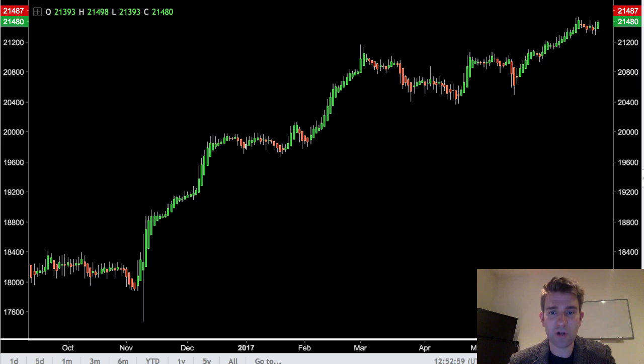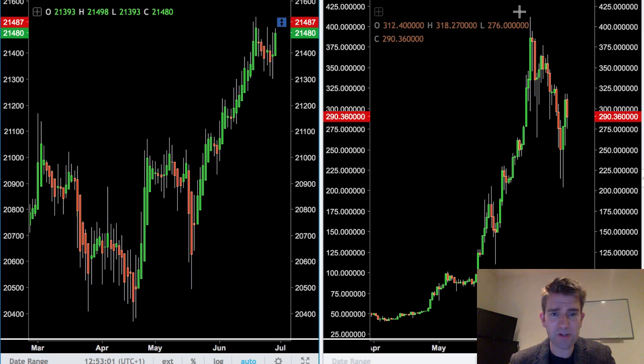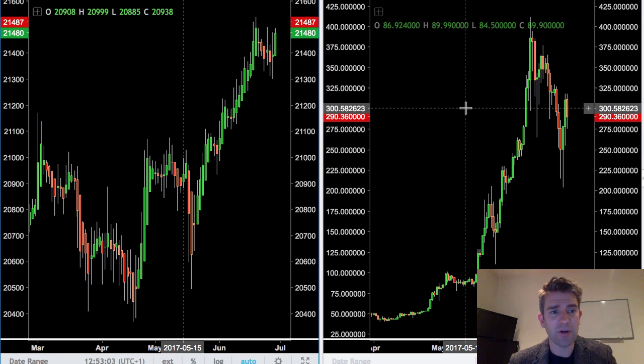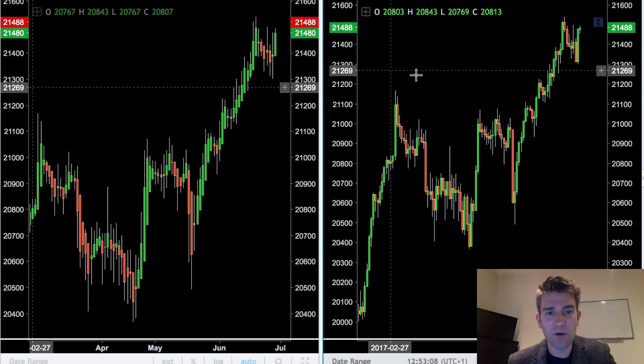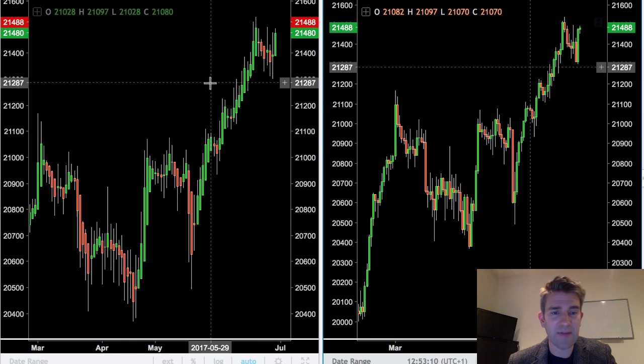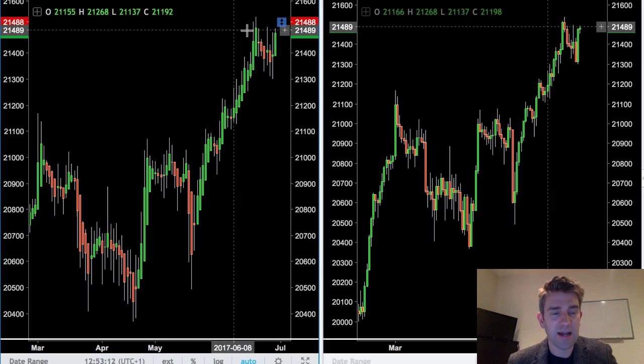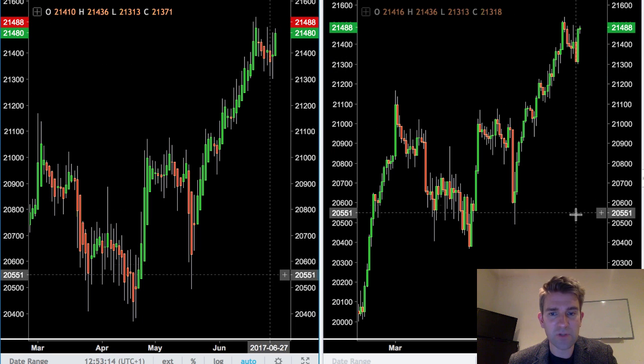What I'm going to do now is split the charts up. I'm going to put them side by side, a Heikin-Ashi and a standard chart. That looks like Bitcoin, so we'll change that to the Dow. So there's our Dow with a standard candlestick, and there's a Heikin-Ashi candlestick. Now you can start to notice the difference between the two.